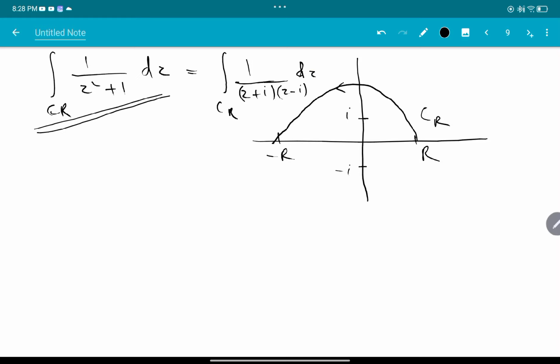Maximum value of this integral is equal to the length of this semicircle, which is pi r. The length of the full circle will be 2 pi r, so the length of this is pi r, into another positive quantity. Those will form the bound of this. Let me show.